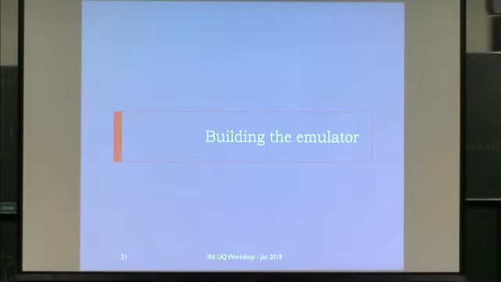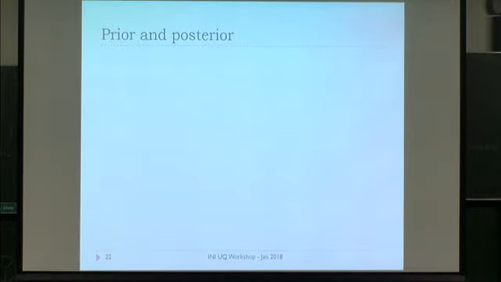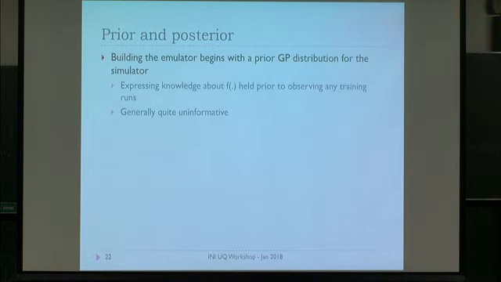So building the emulator is the big question. How do we go about doing this? It's a Bayesian process. We start with a prior Gaussian process, representing prior knowledge that we hold about the simulator before we do any model runs. Of course, it's unrealistic to say you could ever have information about this simulator before you do any runs, because people always have run it, but you usually don't make use of that information in a formal way at this point. So we will generally use relatively uninformative prior distributions at this stage.